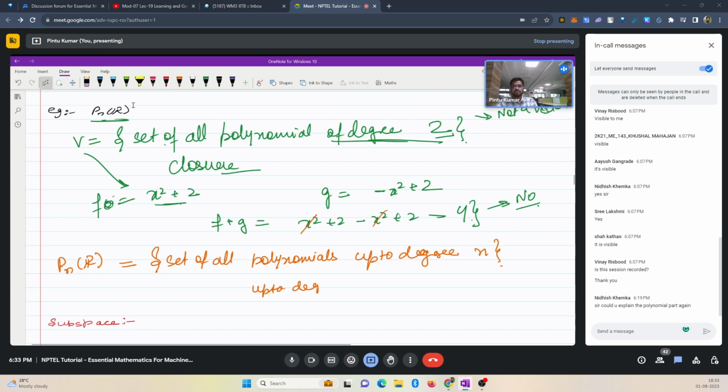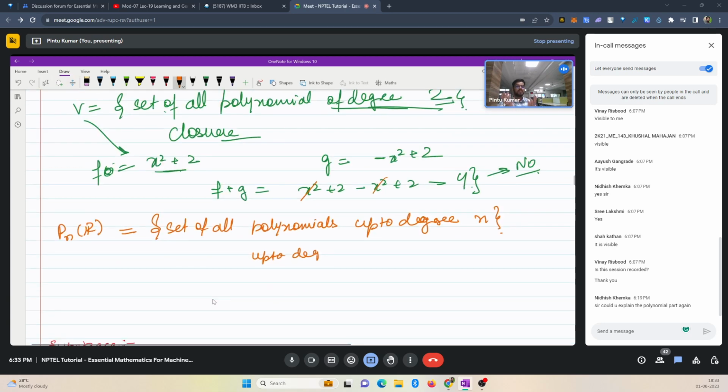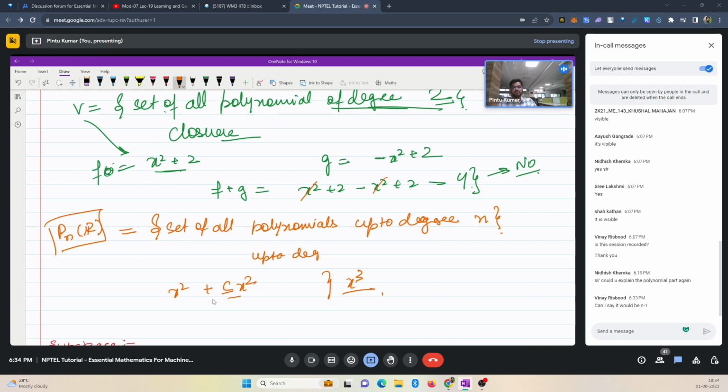Now this is quite straightforward, right? If you have any two polynomials up to degree n, then if you add them, you can't go beyond degree n. So if you have x square, no matter what c you take and you add x square to this, you can't get x cube out of it, right? You can get lesser, but you can't go higher than this. So this set that we form, this is called P n, and this is a set of all polynomials up to degree n. So this is a vector space.